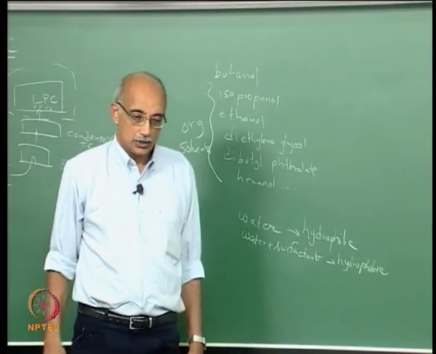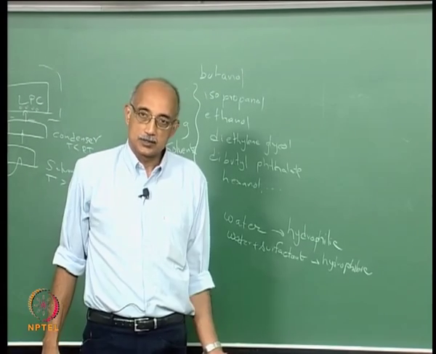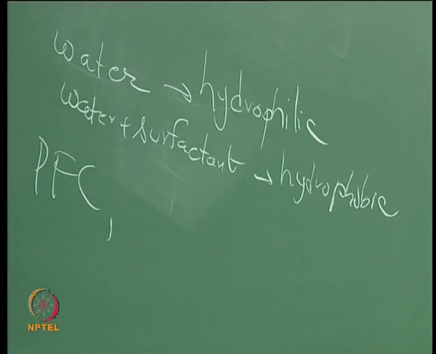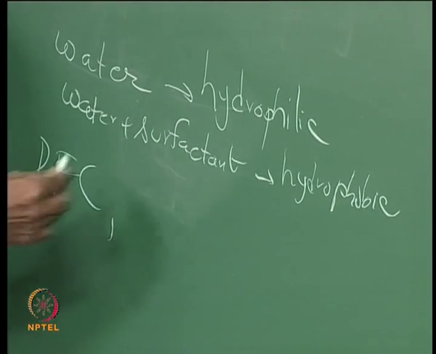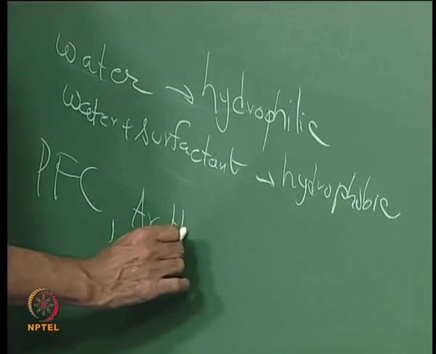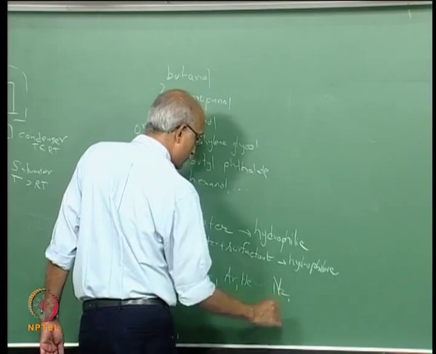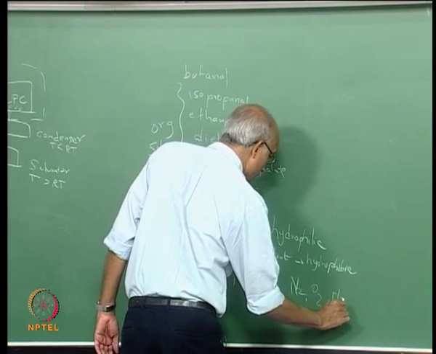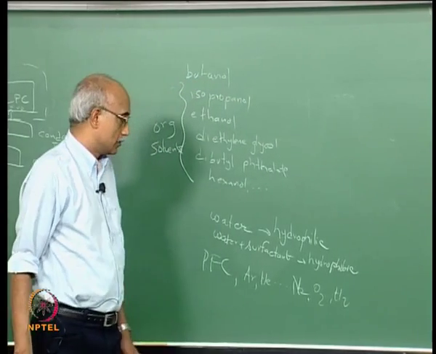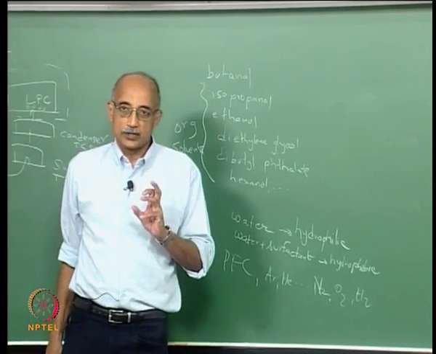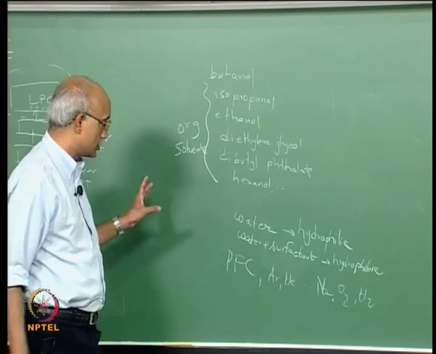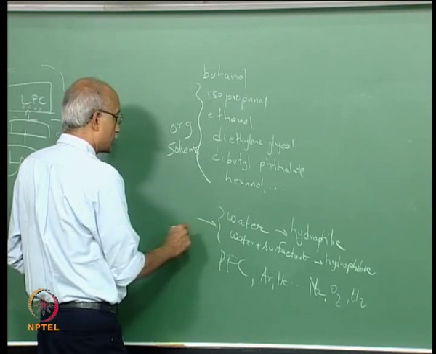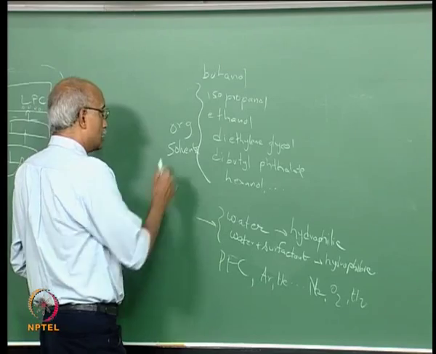Other materials that are used in this application are inert materials, for example, perfluorocarbons, even noble gases like argon, helium and so on. Nitrogen can be used, even O2 and H2 have been used. But if you look at usage of solvents in condensation particle counters in general, the most popular ones are water, either with or without surfactant, and ethanol.